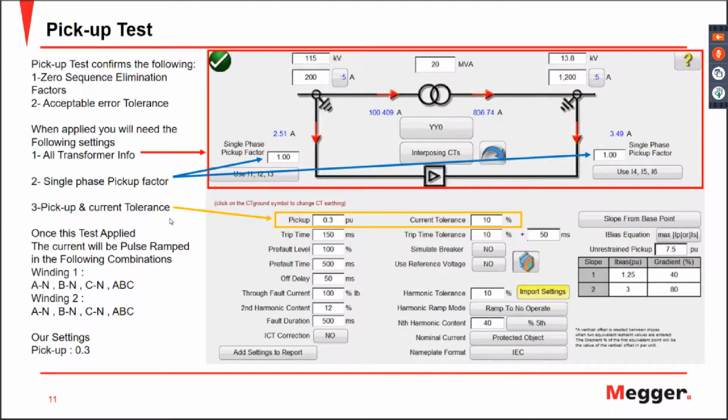And the next setting I need to input is the pickup setting. It's available here under the protection section, and the current tolerance. Now, this current tolerance, usually you will acquire it from the reference manual of your protective device. Once we do testing, the error in this tolerance should not be exceeded, as when we do testing, it will automatically give you pass or fail according to this error value.